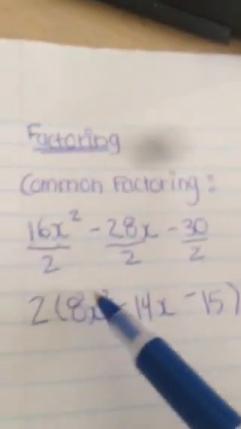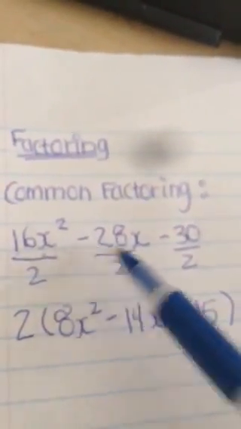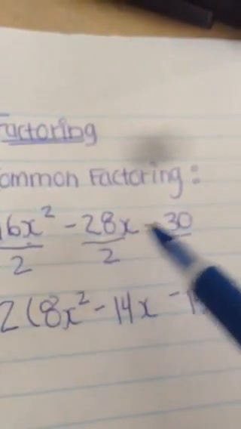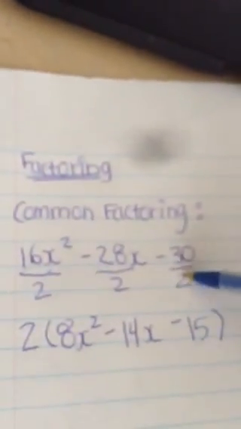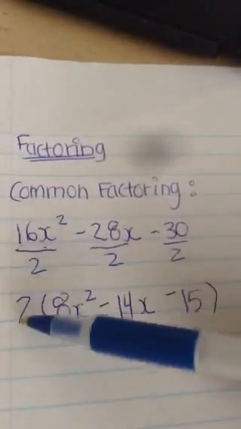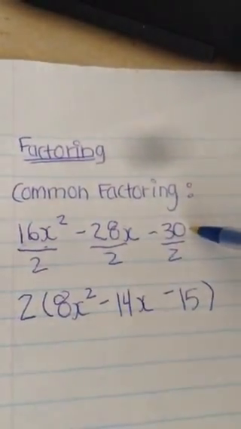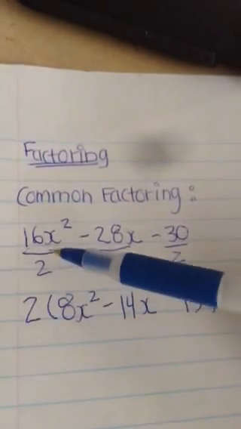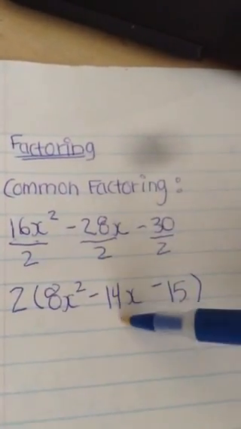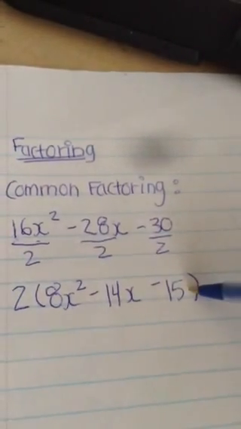16x squared divided by 2 gives you 8. Negative 28 divided by 2 gives you negative 14 because it's a negative number. And negative 30 divided by 2 gives you negative 15 because it is a negative number. So since we divided by 2, we put this coefficient outside because that's what gives us the numbers at the top we have over here. So it would be 8x squared subtract 14x subtract 15.